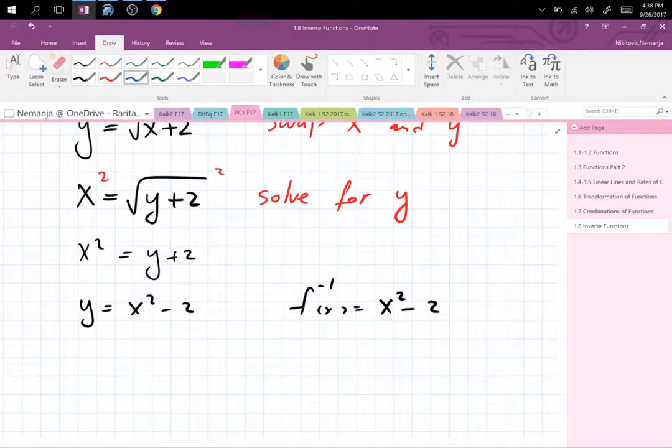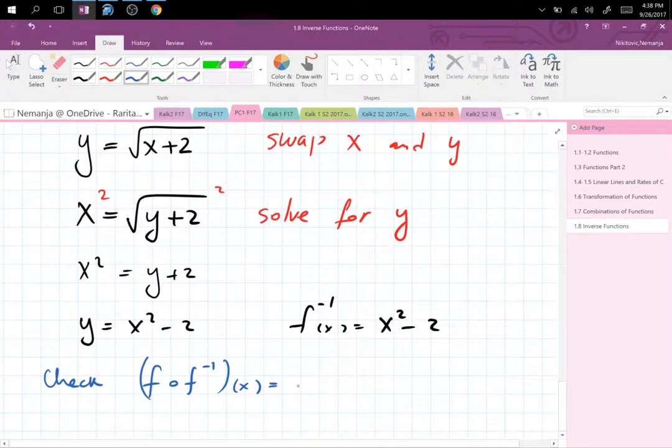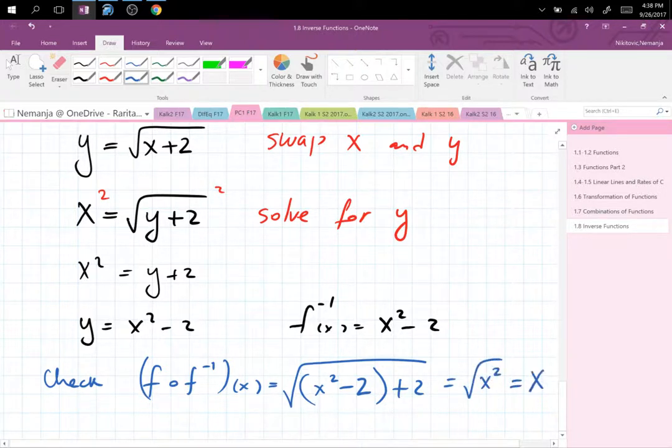I asked you to prove, which means check it. You are going to compose f with the inverse, or the other way around, whatever. So f is this square root of something plus 2, and that something is your inverse now. 2 and 2 will cancel, we get square root of x squared, and the square root of x squared is just x. You have to take 2's away first, and then square root cancels the square.